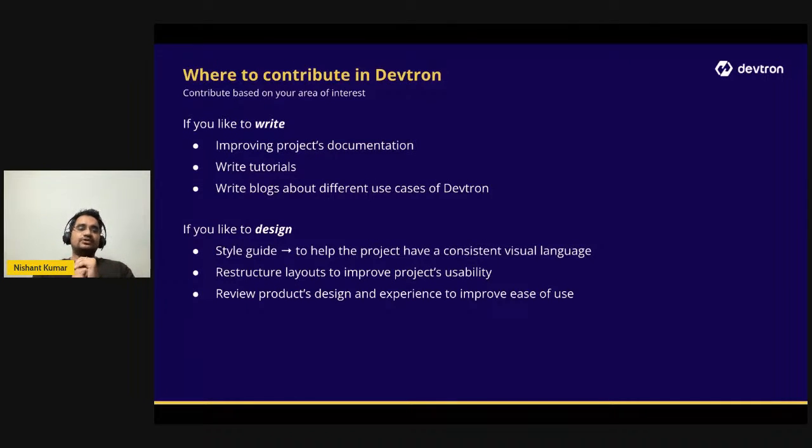Now, where to contribute in Devtron? You can contribute based on your area of interest. You can help us in improving project documentation, write tutorials, write a blog post, write about different use cases of Devtron. If you like to design, you can help us in defining a style guide of Devtron so that we have a unified, consistent UI, or restructure layouts to improve project usability. Then you can review our product's design and experience to improve ease of use in our product.